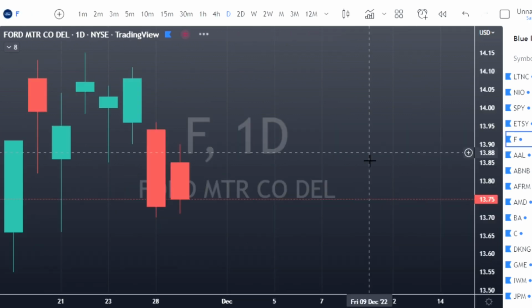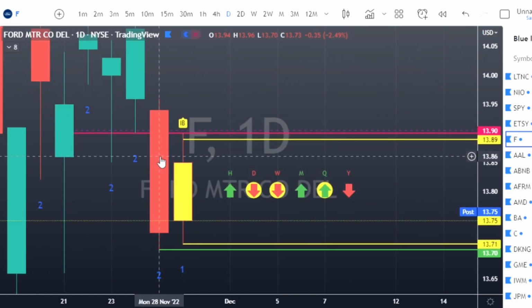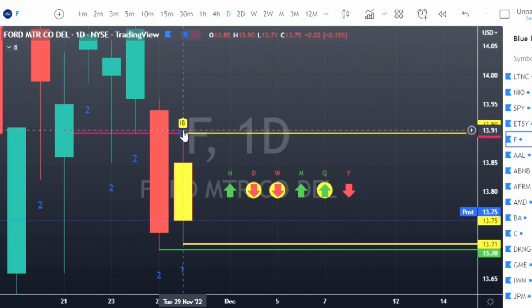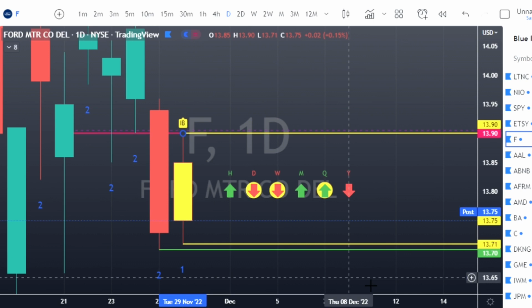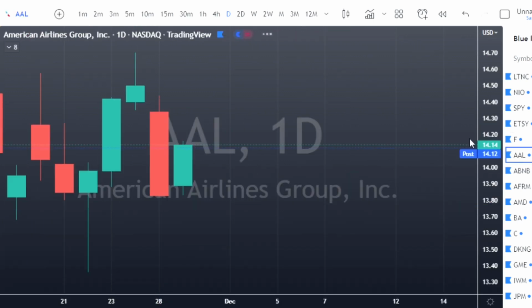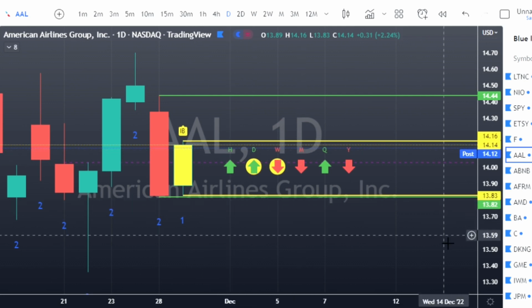Ford Motor Company, also an inside bar. Like I said, there are a ton of these inside bar setups right now. So on Ford, we can look for calls at 13.90, puts at 13.71. American Airlines, AAL, inside bar, calls at 14.60, puts at 13.83.